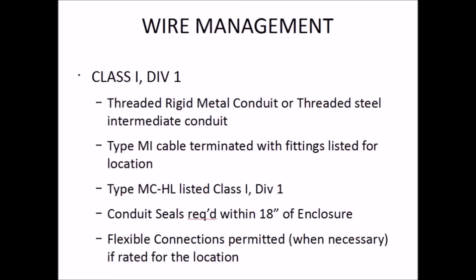type MI cable terminated with fittings listed for the location, type MC/HL listed Class 1 Division 1. Conduit seals are required within 18 inches of the enclosure. Flexible connections are permitted when necessary if rated for the location.